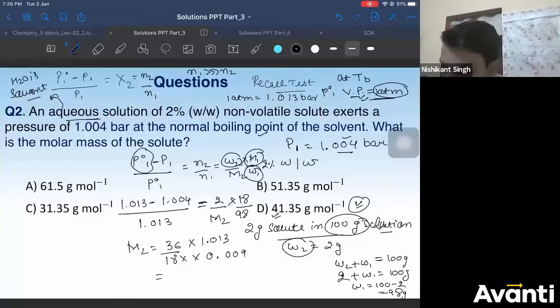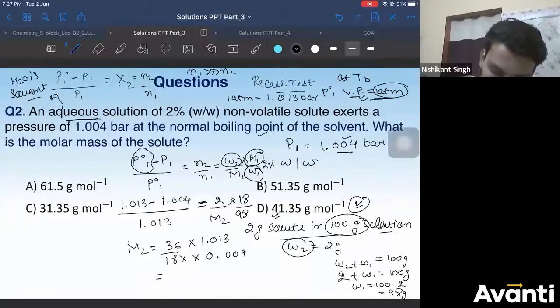Calculation gives B as answer, is it? Are you sure? Let us verify the calculation. It should not actually. Let's see. Then we have done some mistake. Just hold your patience, guys. This is 2. What is this? 18. Okay, I have done one mistake here.